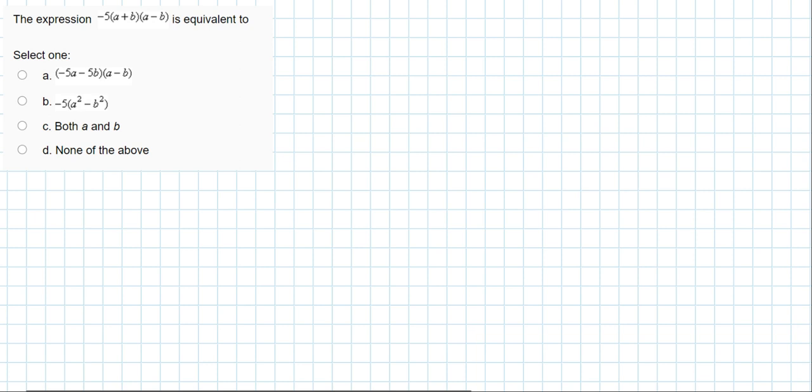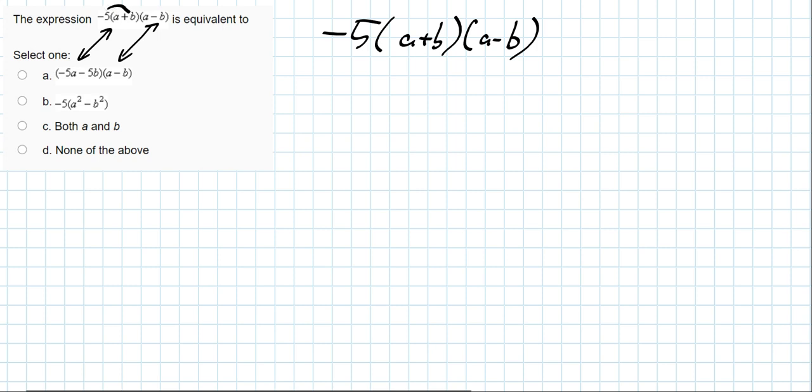Next, the expression negative 5a plus b a minus b is equivalent to. So we've got some choices here. So we have our initial thing, negative 5, a plus b, a minus b. And our choices are a, which says negative 5a minus 5b, and a minus b. So this a minus b here has stayed the same. And what's happened in here looks like the negative 5 has been distributed through.